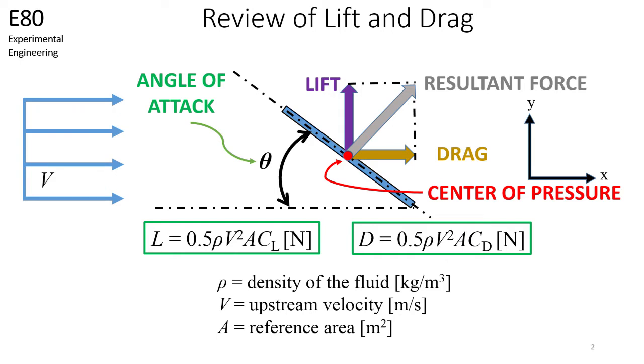Lift forces act normal to the upstream flow and can be calculated by taking the product of 0.5, fluid density, upstream velocity squared, the reference area, and the lift coefficient. Drag forces act parallel to the upstream flow and can be calculated by taking the product of 0.5, fluid density, upstream velocity squared, the reference area, and the drag coefficient. Lift and drag forces act on the center of pressure of an object and give rise to a resultant force.